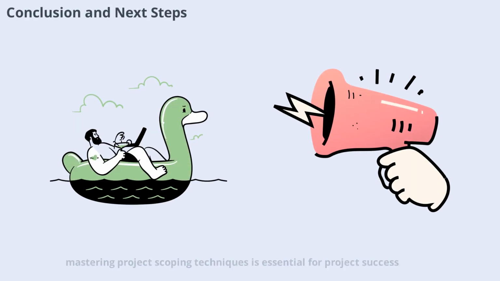Conclusion: mastering project scoping techniques is essential for project success. By defining clear objectives, involving stakeholders, and managing changes effectively, you set your team up for a smooth journey from start to finish. Remember to document everything, review progress regularly, and always seek ways to improve. With these techniques, you'll be ready to tackle any project with confidence.